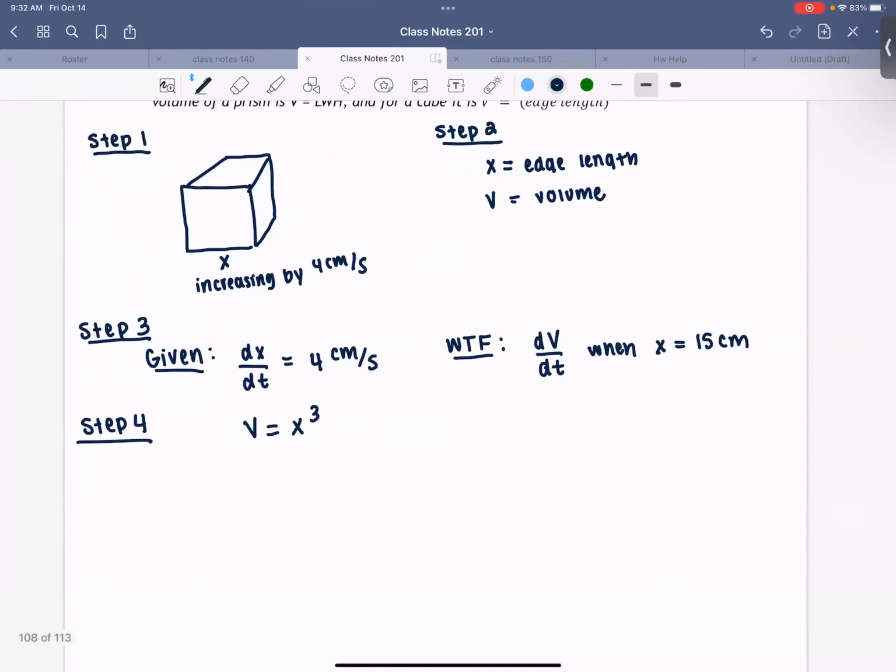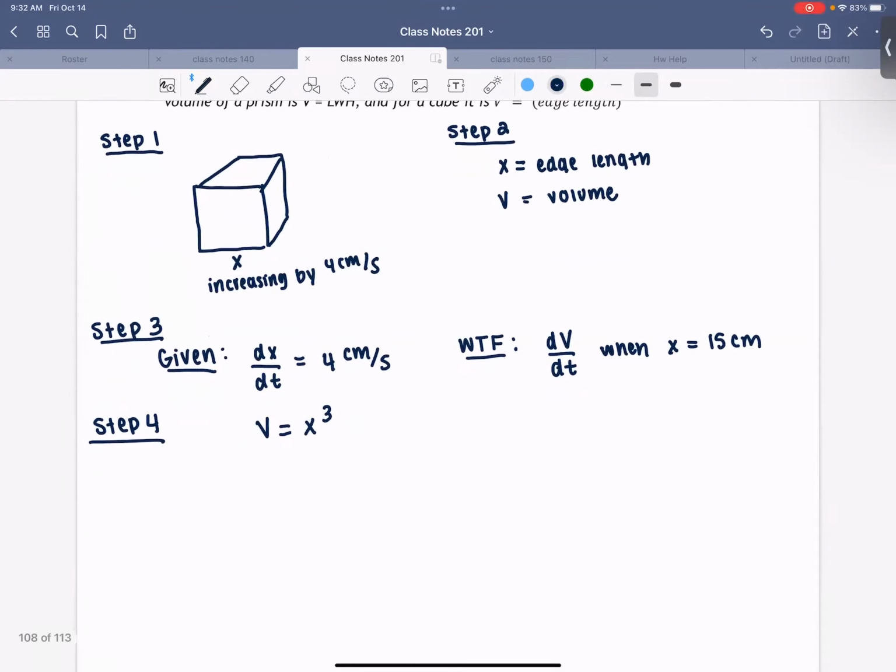Okay. So once we're here, we can do step 5, which tells us to take the derivative of both sides. What's the derivative of V? dV over dt. What's the derivative of x cubed? 3x squared. Great. Okay, it looks like we want to find dV dt, and we don't actually have to solve for it because dV dt is by itself. So we actually have everything in the form that we need.